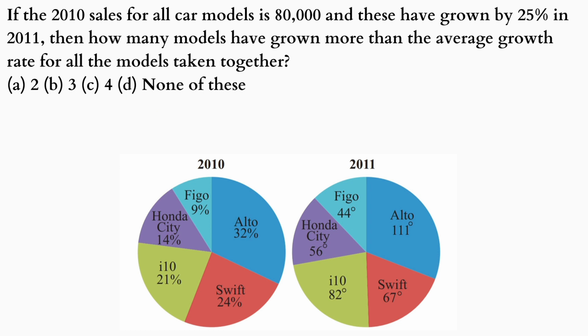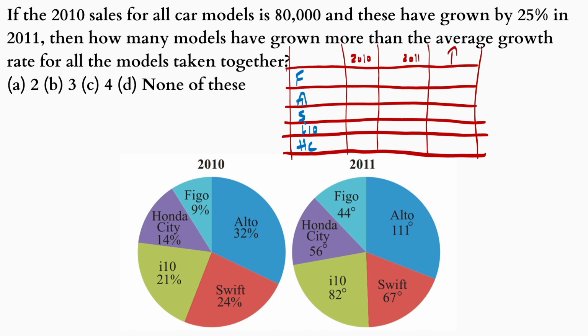Okay. So for Figo we have calculated. So we must calculate for the remaining as well. We have represented the brands with these letters, this alphabet, and for 2010 the Figo percentage is 9%. So 9% of 80,000 is 7,200. And as there is a 25% increase, 80,000 in 2010 became 1 lakh in 2011, right? So in 2011 the degree, the share of Figo is 44 degrees. So 44 by 360 into this 1 lakh gives us this value.